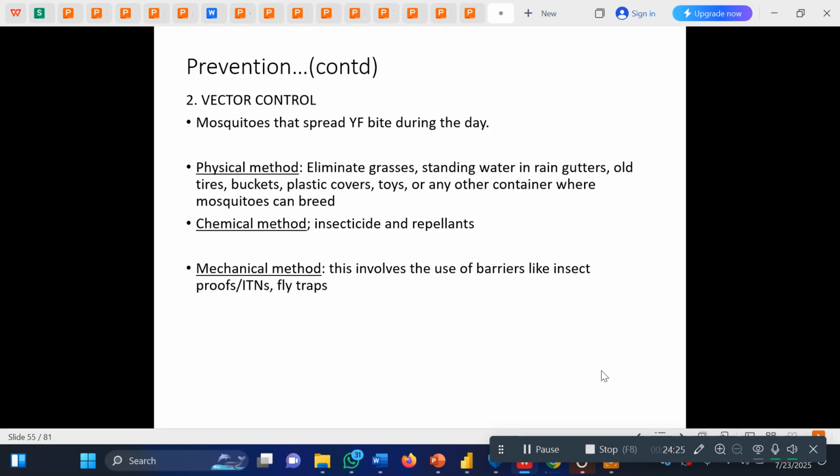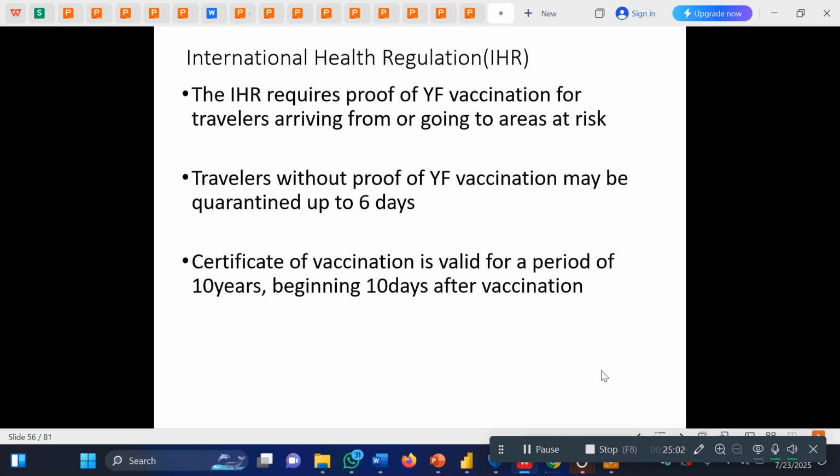For vector control, it's important to control mosquito spread and bites in the environment by eliminating grasses, standing water in rain gutters, clearing water ponds around the environment, clearing old tires, buckets, plastic covers, toys, or other containers where mosquitoes can breed. You can also use insecticides and repellents to control, and also mechanical methods. This will involve the use of barriers like insecticide-treated nets and fly traps.